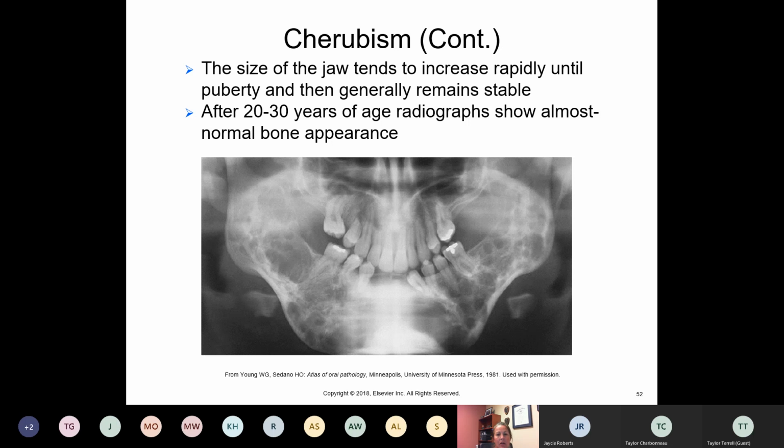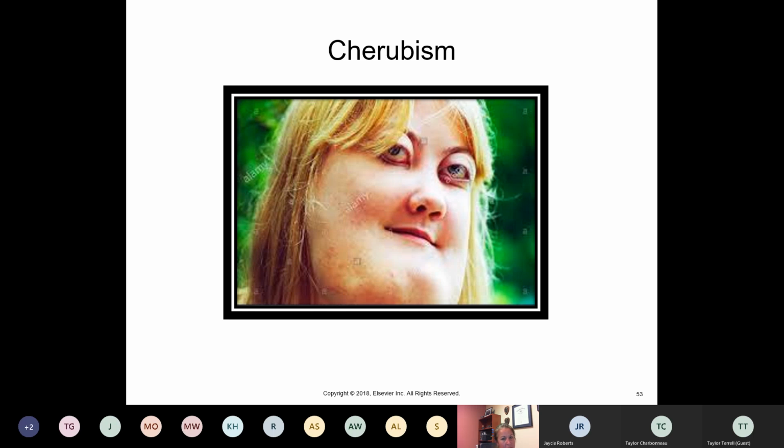So it goes back. So many times after patients hit puberty and reach around that 20 to 30 years of age, maybe even a little before, they could do plastic surgery to reconstruct that and help them have a more normal appearance. This is a person with cherubism. You can see the eyes, the huge chin. So for severe cases, it can be quite disfiguring.